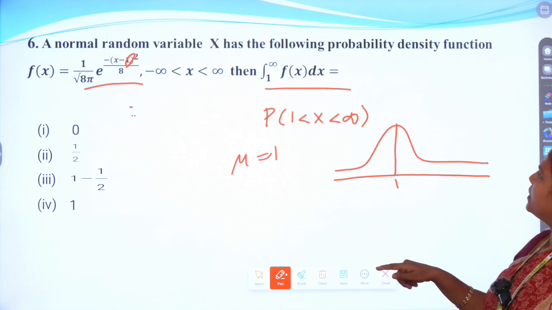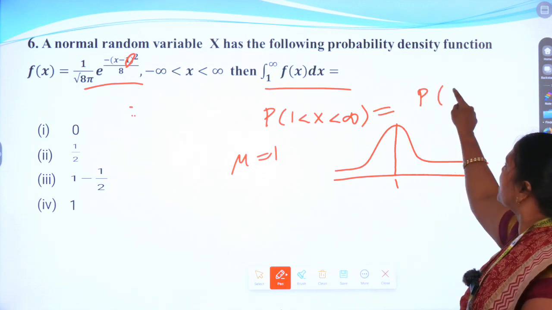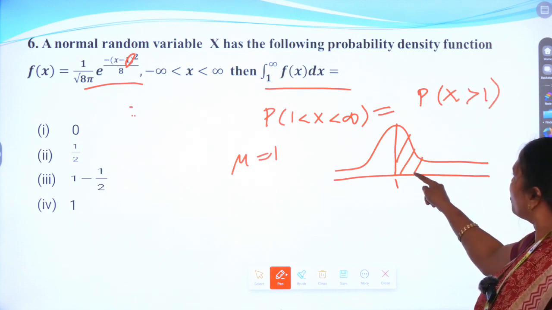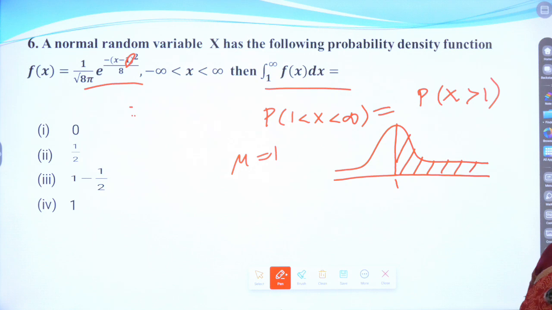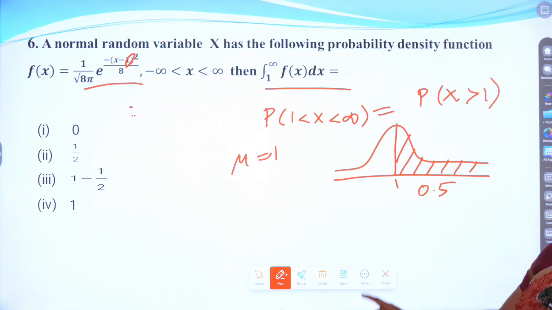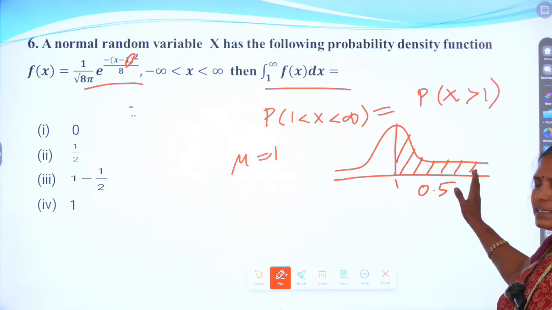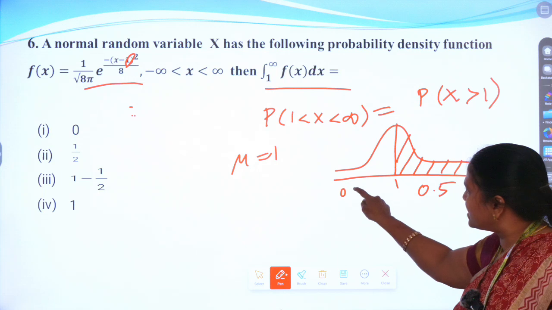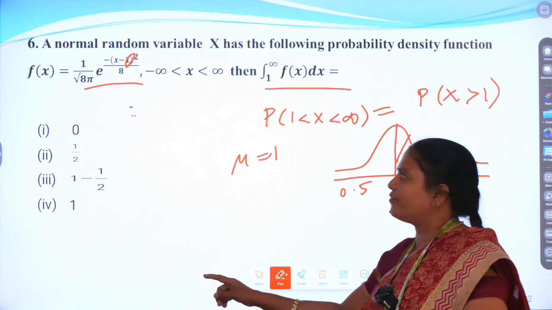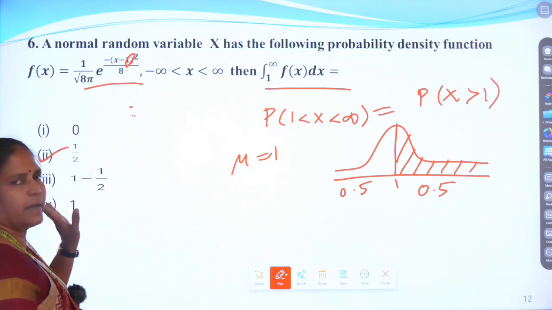We have to find the probability of x greater than 1, so the probability for the right hand side. Since the total probability is 1 and the curve is symmetric, the right hand side is 0.5 and the left hand side is also 0.5. So 0.5, here it is 1 by 2. So option 2 is the correct answer.